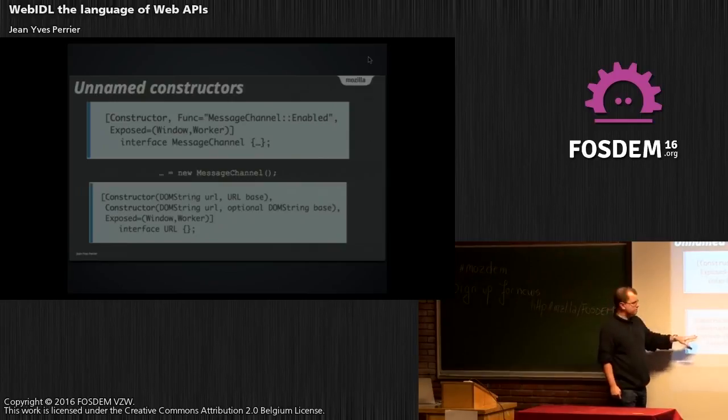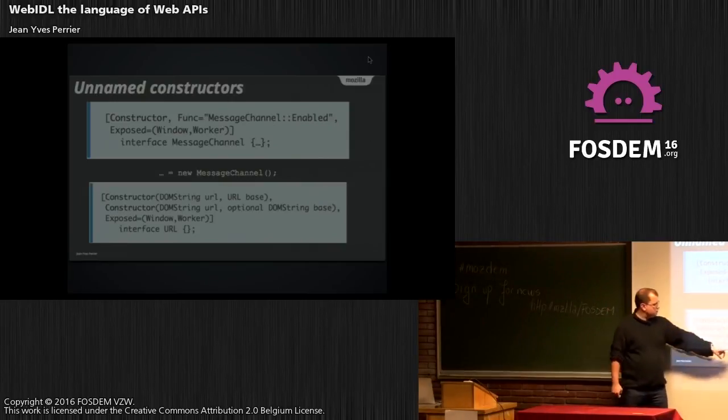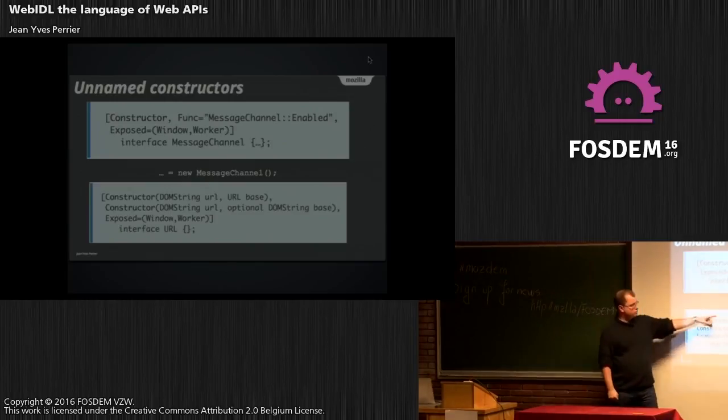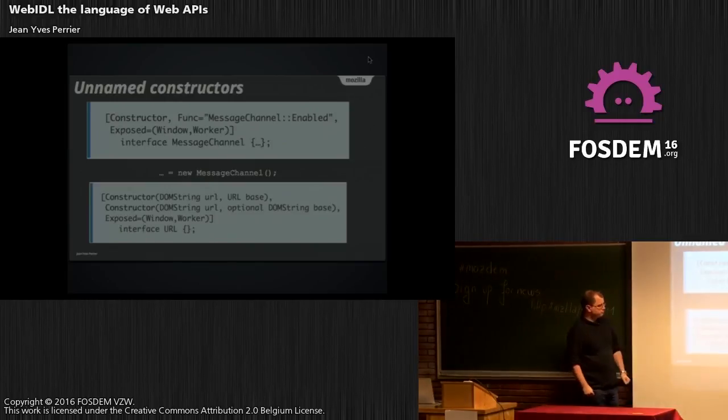Similarly, you can have several of them. Here we have an example. The URL interface has two constructors with two different sets of parameters.